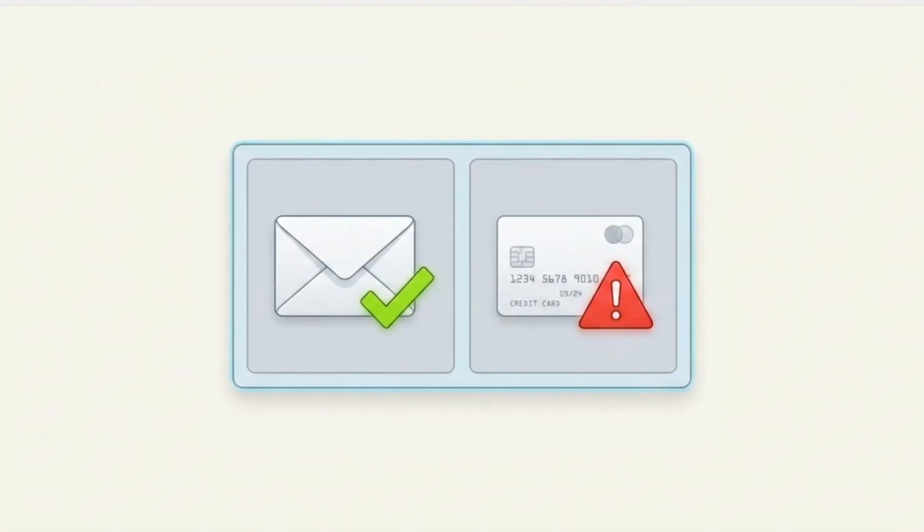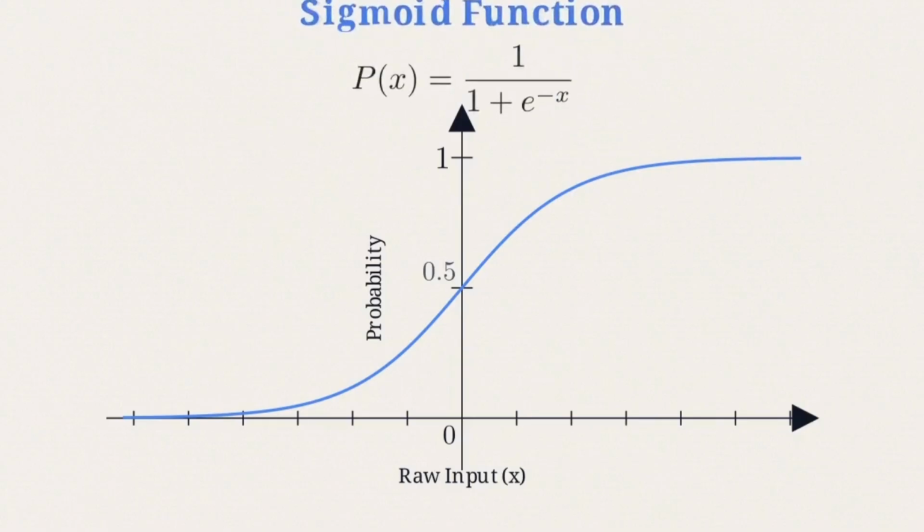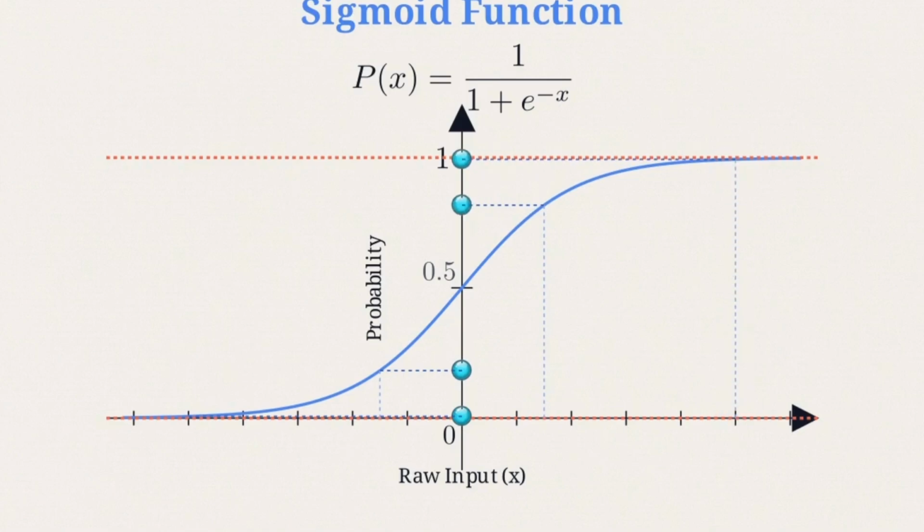It determines if an email is spam or if a bank transaction is fraud. This S-shaped curve is the engine behind logistic regression. It passes its output through a sigmoid function, which squishes any result into a probability score between 0 and 1.